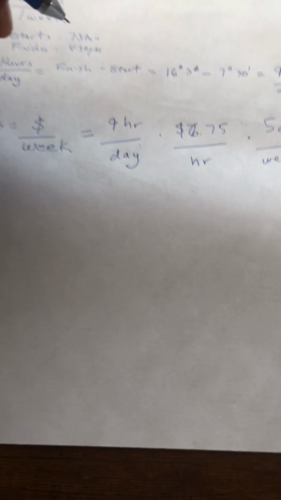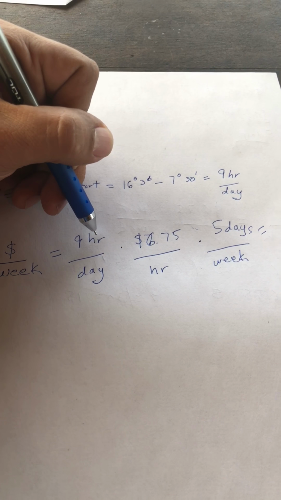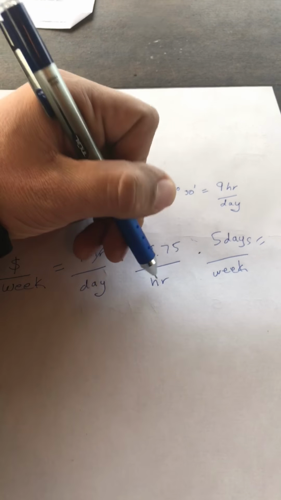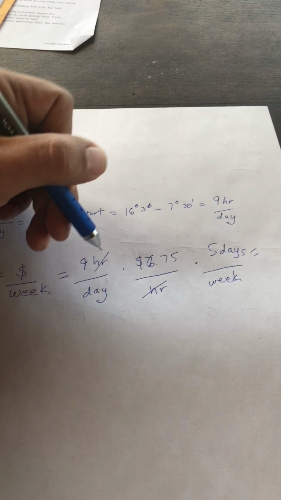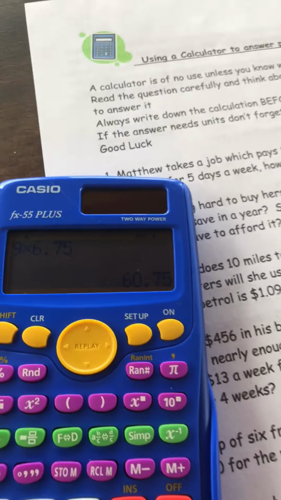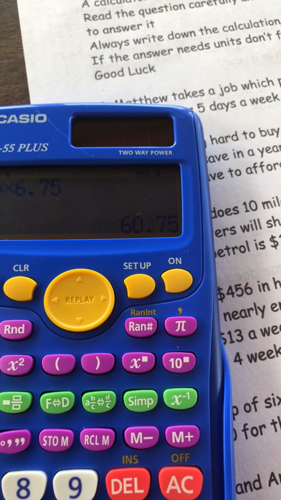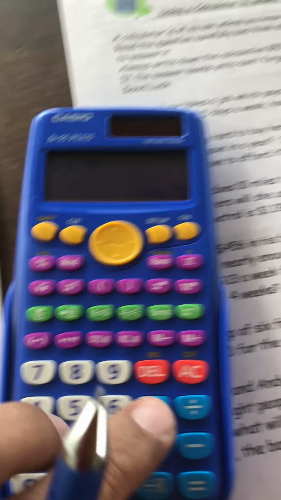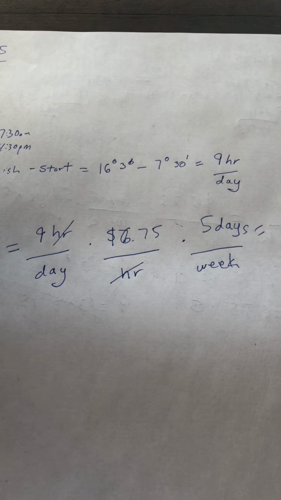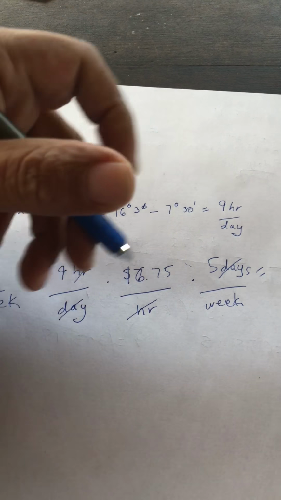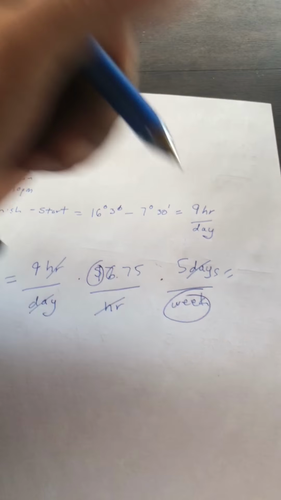So let's see over here. He works 9 hours per day at $6.75 per hour. So we can cross out the hours. Our first calculation, 9 times 6.75, will give us an answer in dollars per day. And that was $60.75. And then he works 5 days a week. The days are going to cancel out, and we're going to be left with an answer in dollars per 1 week.